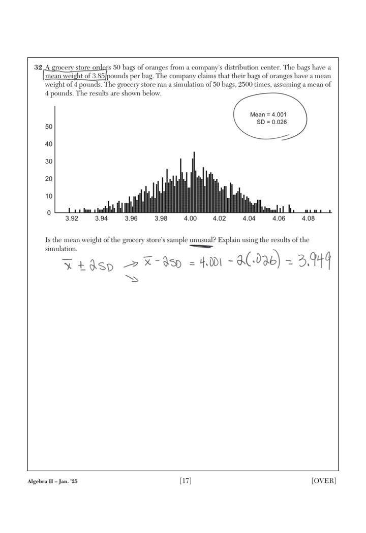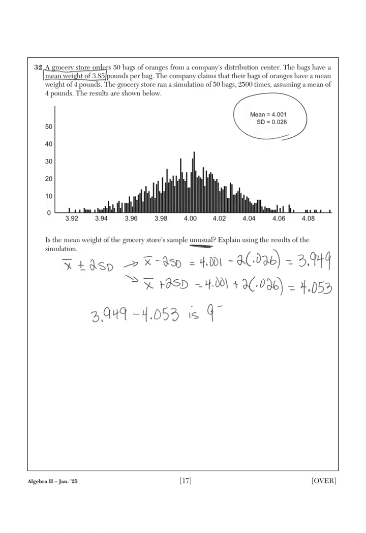Then I'm going to do the mean plus 2 standard deviations. So that's going to be 4.001 plus 2 times 0.026. And that ends up being 4.053. All right, so that 95% confidence interval is 3.949 all the way up to 4.053. Okay, so hold on, let me write this.